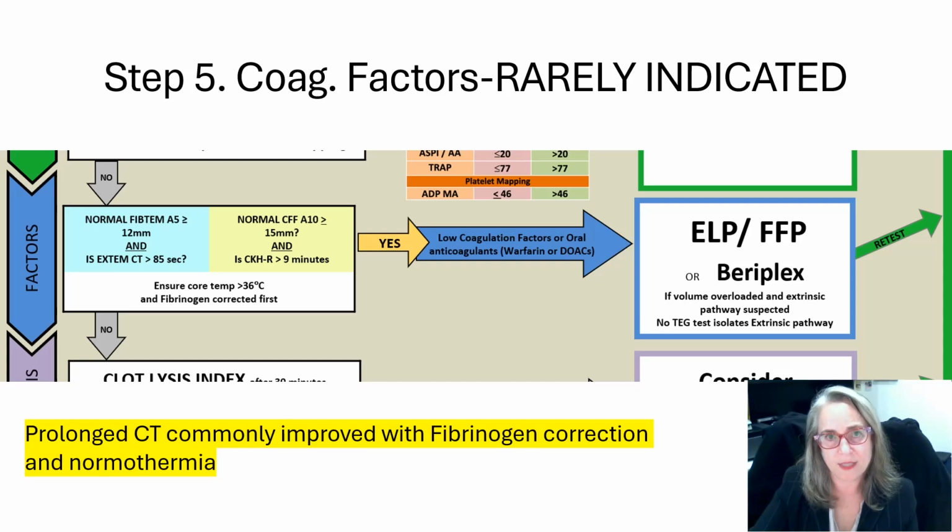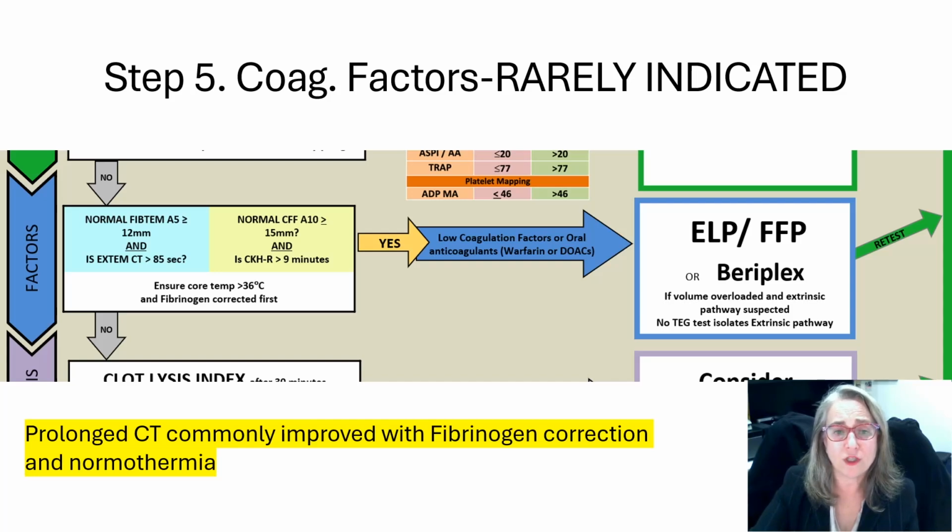Then we get to clotting factors. Prolonged clotting time is commonly improved just by correcting the higher steps in the algorithm. So please don't go giving this early. It may not be indicated. But if you have a prolonged XTEM clotting time after you've done all of those other things, you may have a coagulation factor problem and FFP may be indicated.